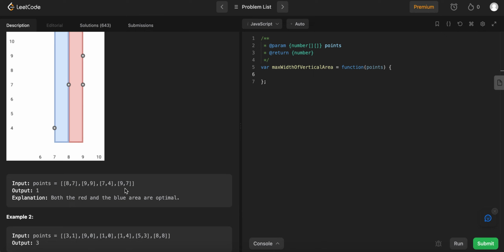And then once we do that, we're going to iterate through the array, and we're going to find the distances along the x-axis between each point, so we can determine which one gives us the maximum width, or therefore the widest vertical area. So getting into the code, we're going to start by running the sort method on our input array, pass in A and B, and we do need to sort this by the x value. So this is going to be A at the 0 index minus B at the 0 index. So that will sort our array.